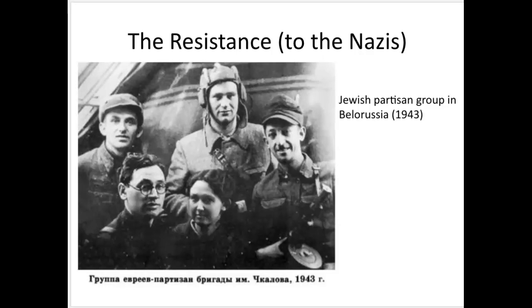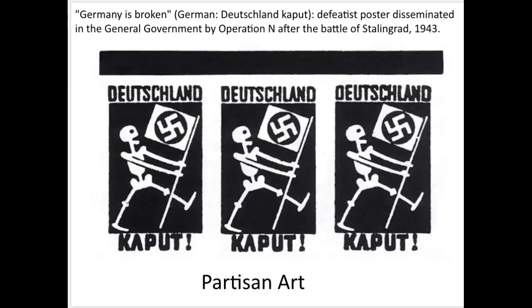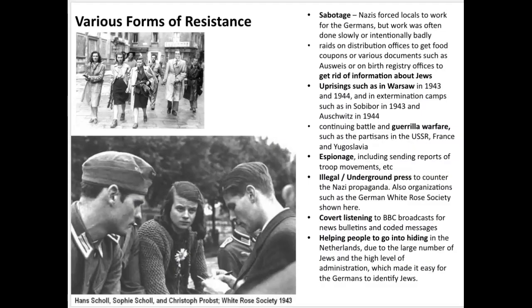Here, for example, is a Jewish partisan group in Belarus. There was also a number of visual versions of resistance. This is a poster that says Germany is broken. That was disseminated in the General Government by Operation N after the Battle of Stalingrad. Okay, so if you watch the last video on the Battle of Stalingrad, you'll understand why. And there's various forms of resistance.